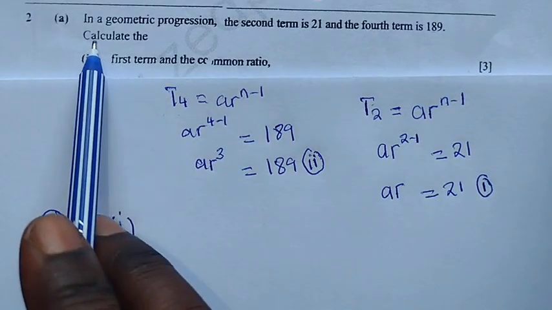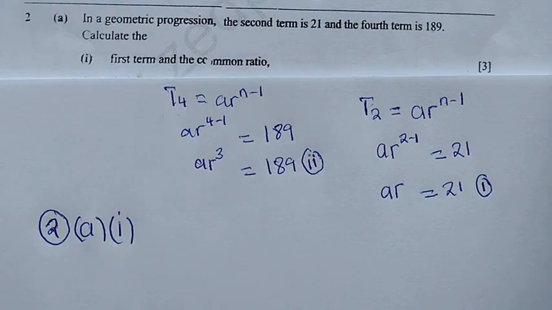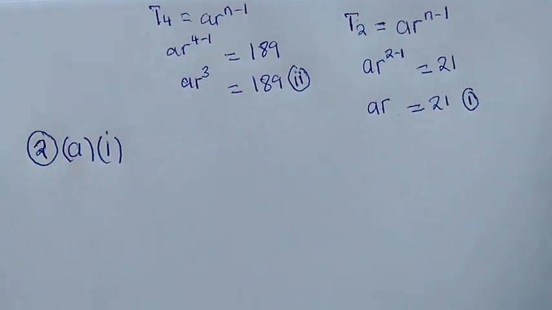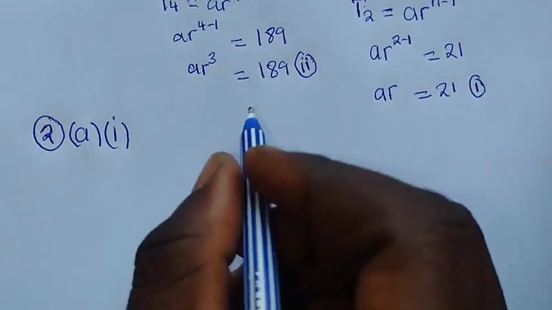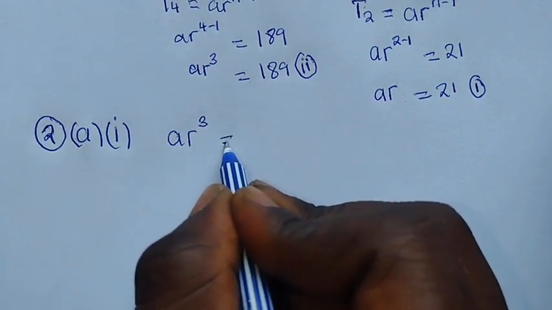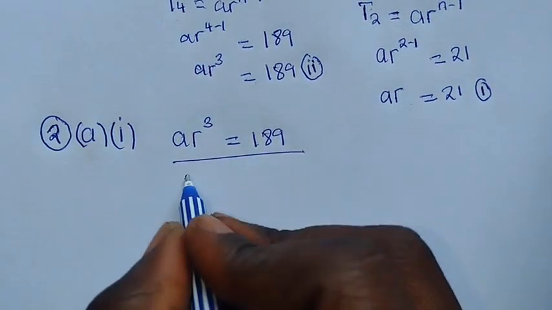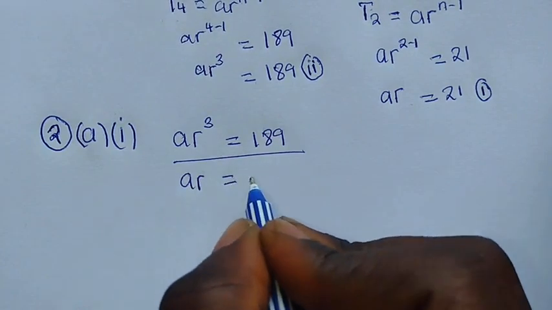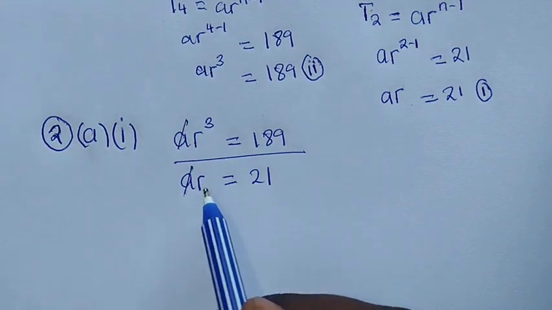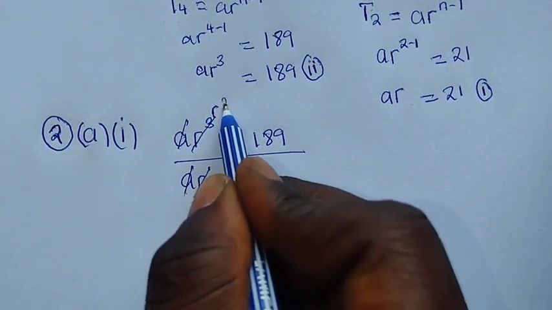The first question is to calculate the first term and the common ratio. To find them, we are going to use these two equations that we have. We take our equation 2, which is ar^3 equal to 189, and then we divide equation 2 by equation 1, which is ar equal to 21. From here, you can cancel this a and this a. You cancel this r into r^3, and you remain with r^2.